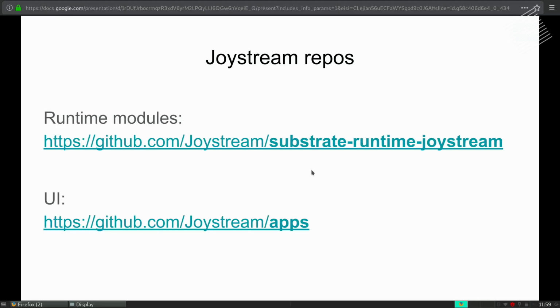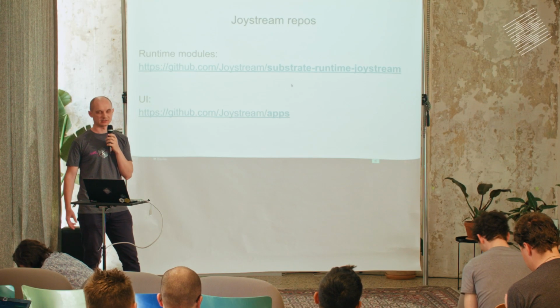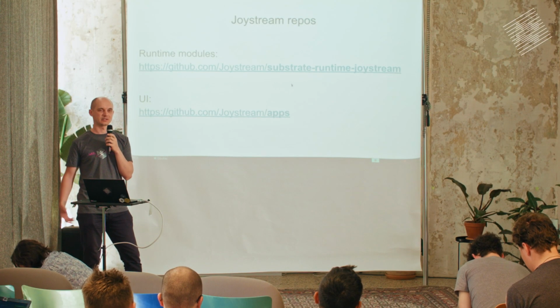Here are our main repositories. First is a repository with runtime modules, Substrate runtime Joystream. And the second one is UI. For UI, first we tried to use Substrate UI. We talked with Gavin in chat a little, and he said that it's better applied for hackathons, to create something quickly and very specific to your models. But then we realized that we really need this Explorer and accounting and address book, etc.